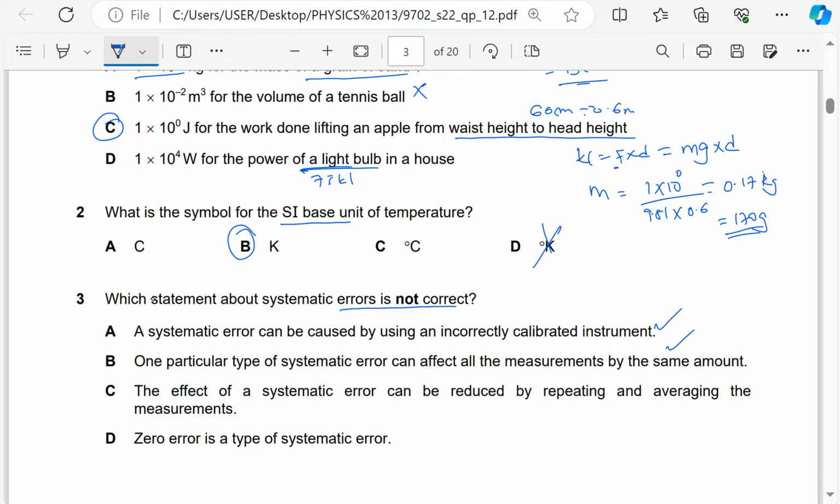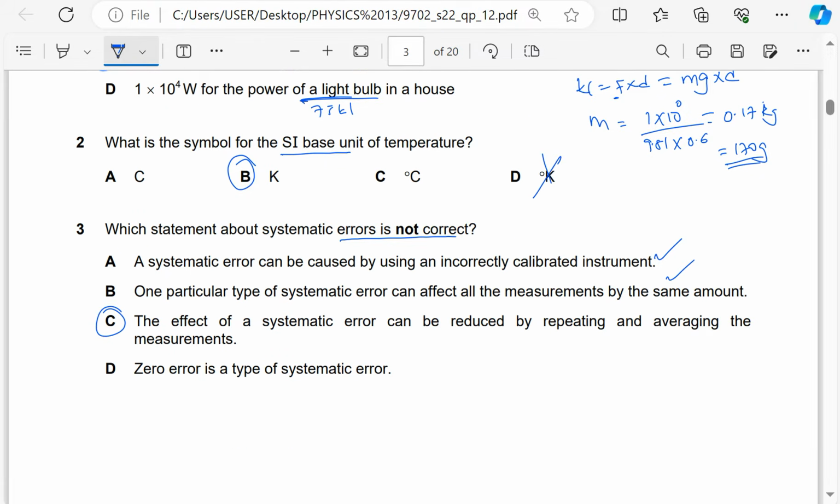The effect of a systematic error can be reduced by repeating and averaging. This one reduces the random error, so the answer is going to be C. That is not correct. Zero error is a type of systematic error. This is very true. So repeating and averaging, that one only reduces an average error, not the systematic error.